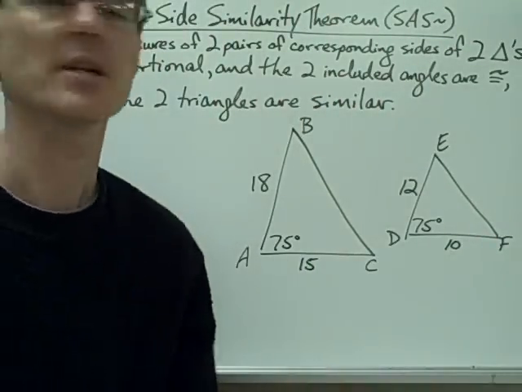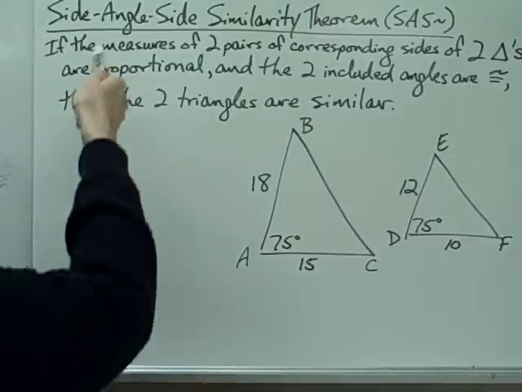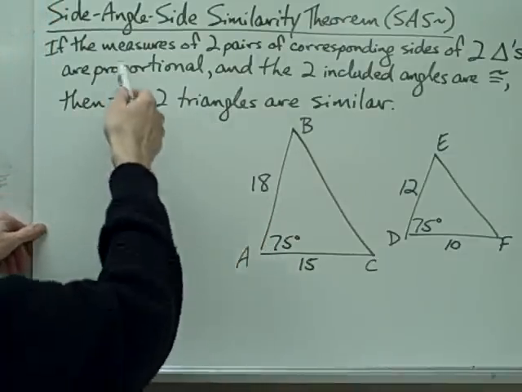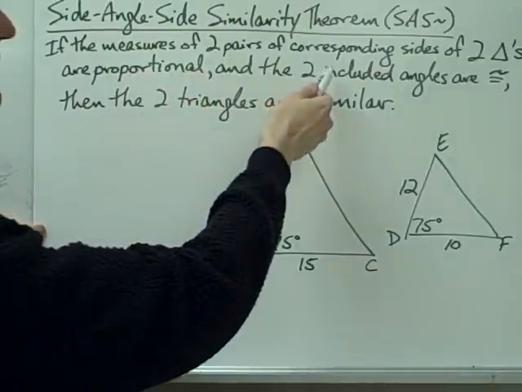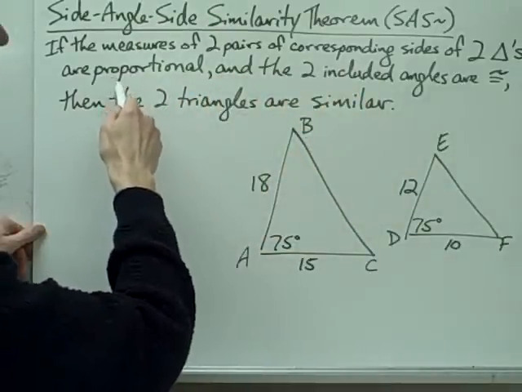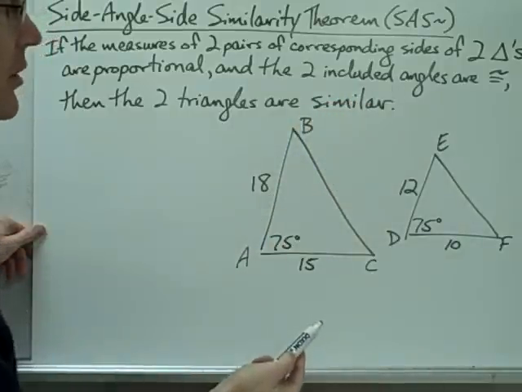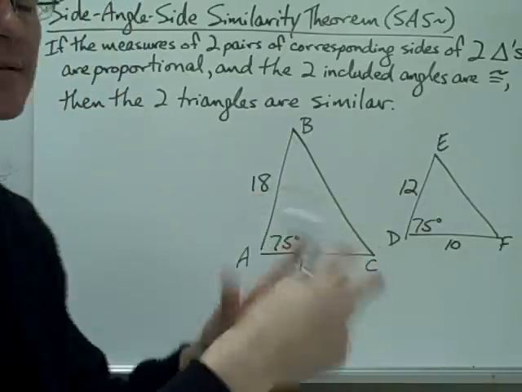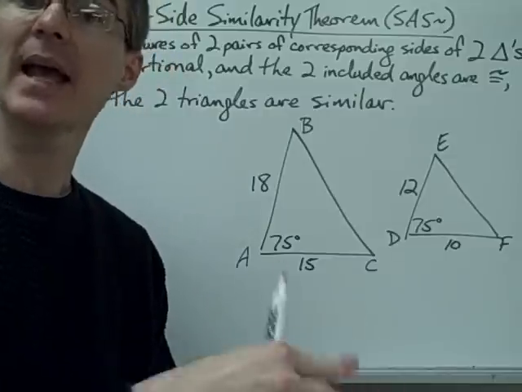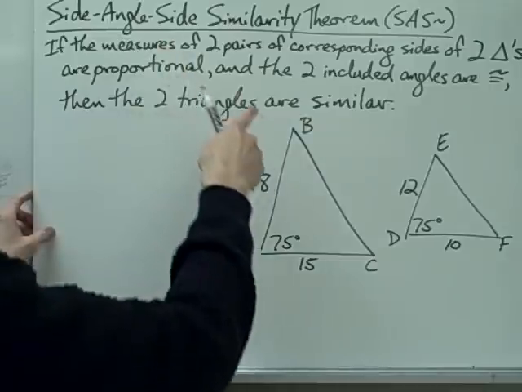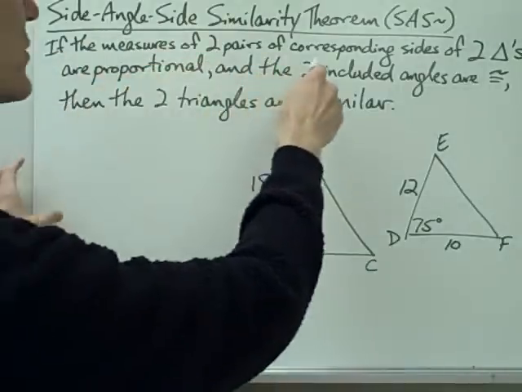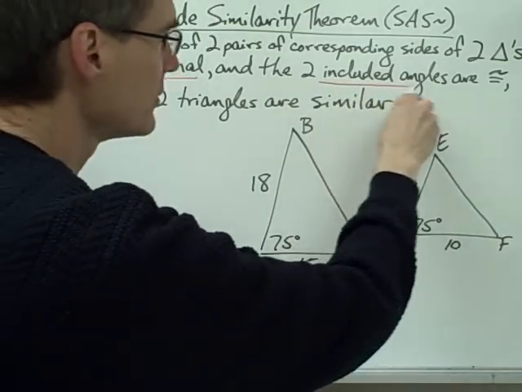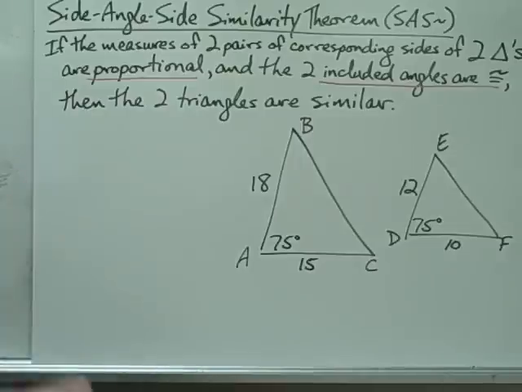All right, let's take a look at the last of our similarity postulates and theorems. This is the side-angle-side similarity theorem. And the side-angle-side similarity theorem says if the measures of two pairs of corresponding sides of two triangles are proportional and the two included angles are congruent, then the two triangles are similar. Okay, so this one kind of adds elements of the side-side-side theorem and the angle-angle postulate to get the side-angle-side similarity. So I need the measures of two pairs of corresponding sides to be proportional, and then I need the included angles to be congruent.